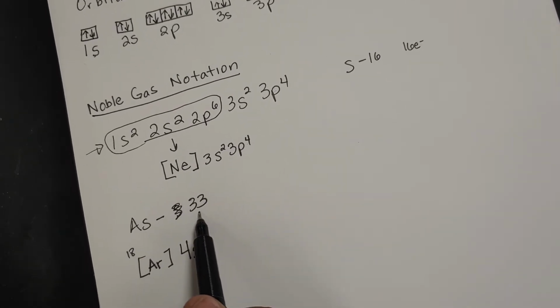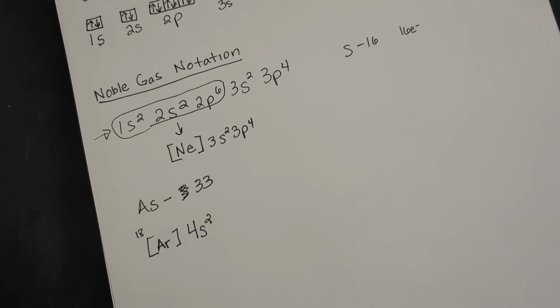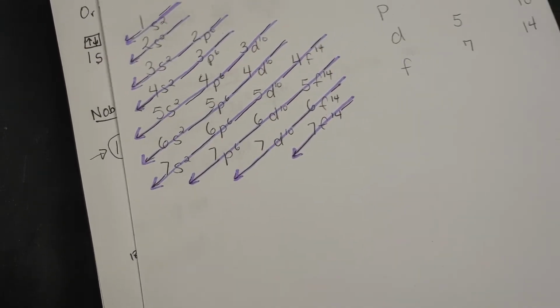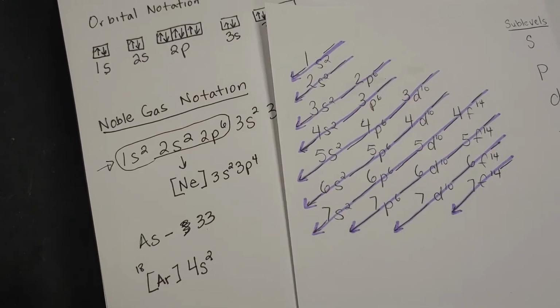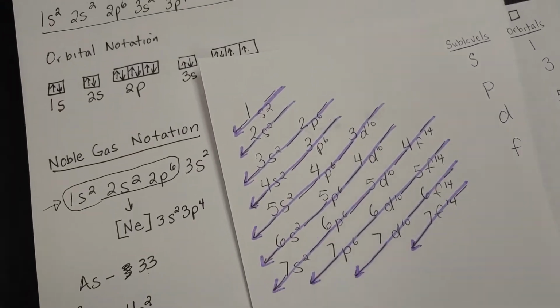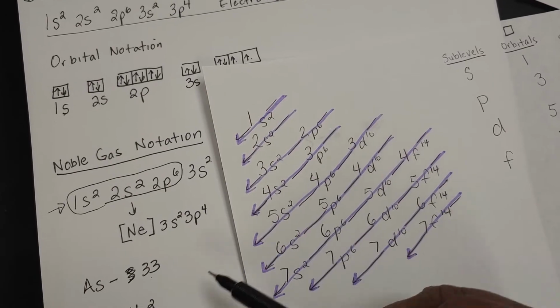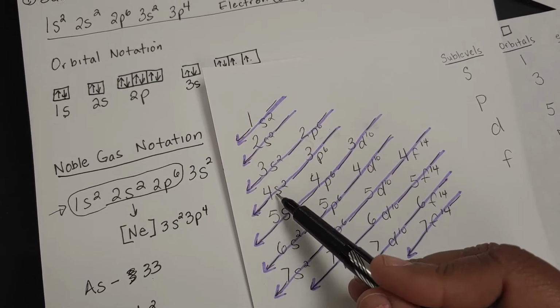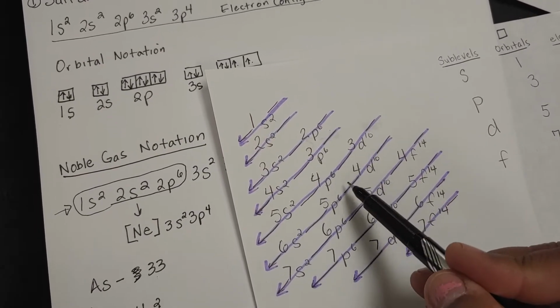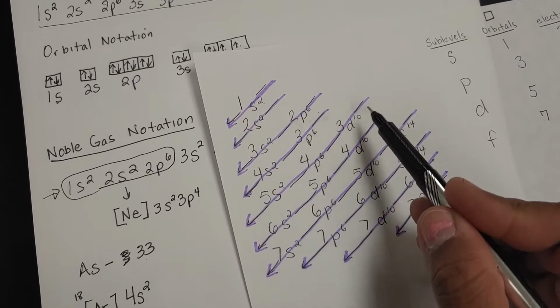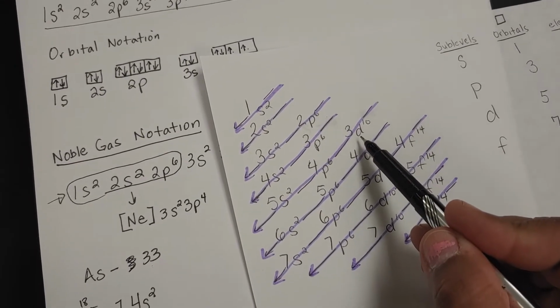But you need 33. So your question is, okay, so what comes next? Well, here's what you do. You go back and use your Aufbau diagram, and then you look for 4s2. The 4s2, or the S's when we do noble gas notations, will always be the last ones. So you just have to go to the next arrow. But here's 4s2. So we go to the next arrow and it's 3d10.